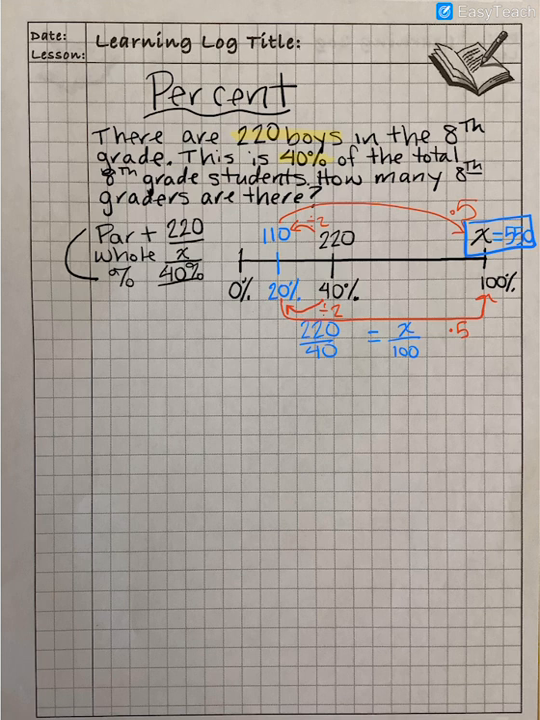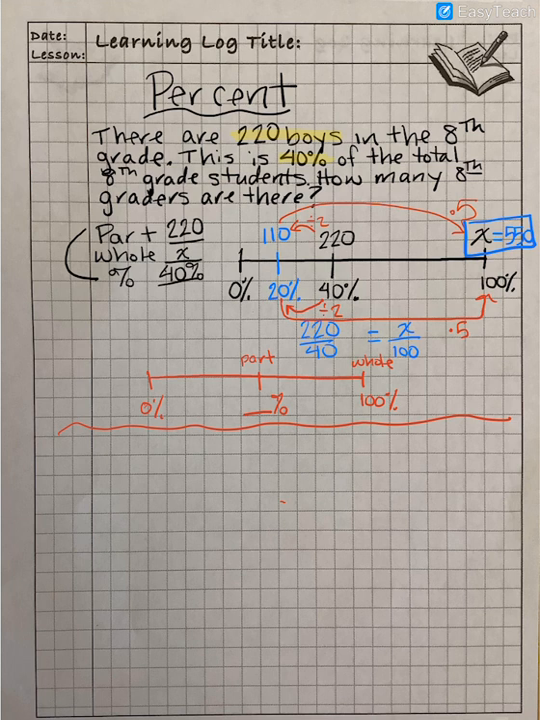So if I were to put this on a basic number line, we always have 0% to 100%. Somewhere in the middle, we have another percent, and that represents our part, and 100% represents our whole. So that's the first type of percent problem.